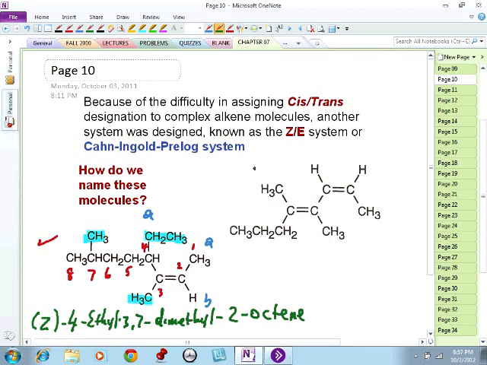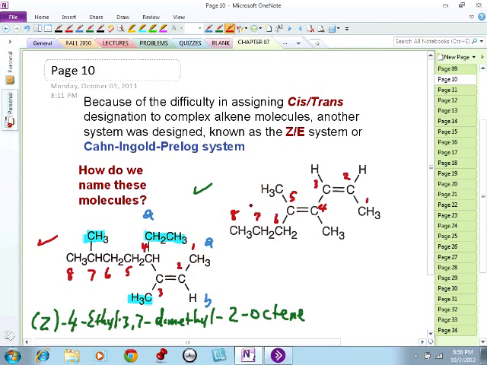Okay, now how will you name this? This one here. Here you have two double bonds. What is the longest carbon chain? What's the longest carbon chain? We have that. Okay. 1, 2, 3, 4, 5, 6, 7, and 8. It's an octane, right? Okay, very good.